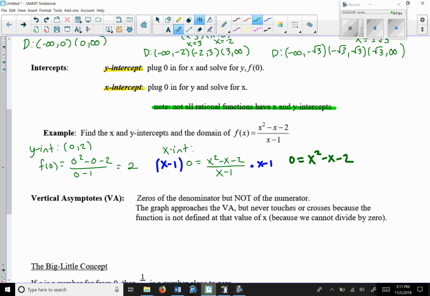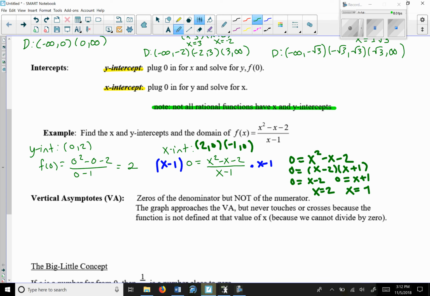So in order to go ahead and solve this, we can factor. So we get 0 is equal to x minus 2 times x plus 1. So then our zeros come from x minus 2 equals 0 and x plus 1 equals 0. So of course we get x is equal to 2 and x is equal to negative 1. So those are my x-intercepts then. So for my x-intercepts I have (2, 0) and (negative 1, 0).